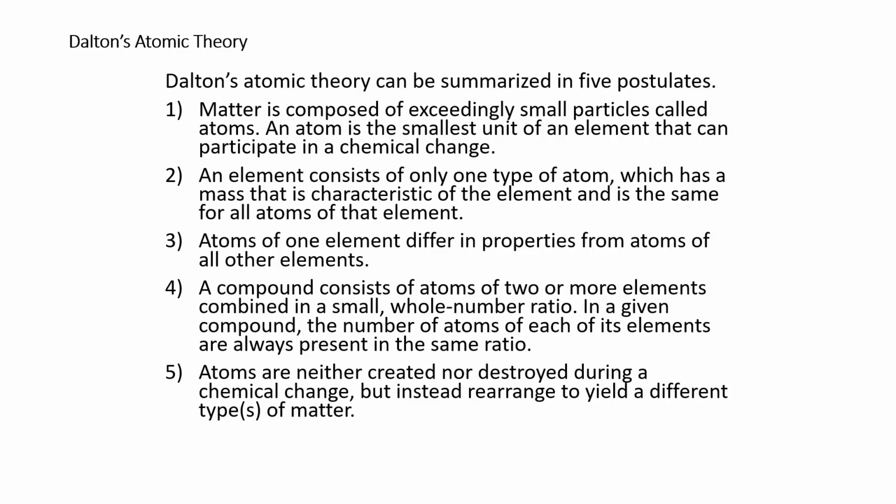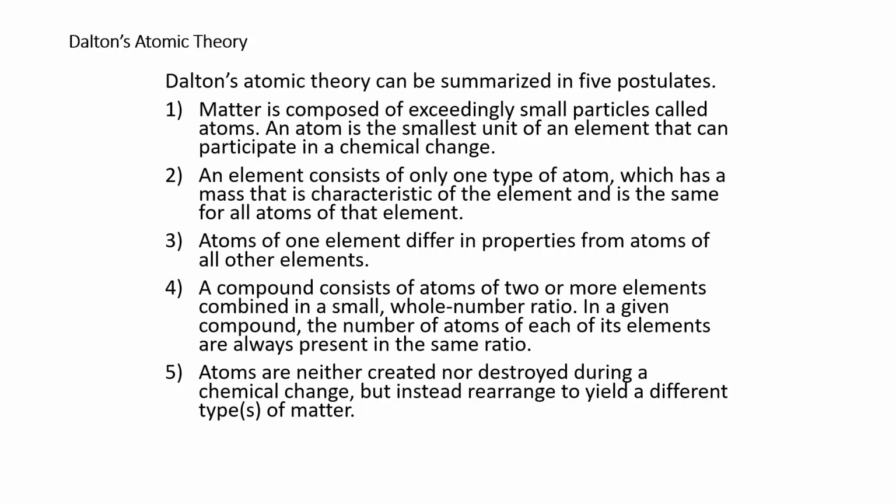As the course gets going and as we talk about next week's topics and eventually get into chemical reactions, you'll see exactly what we're talking about and that will make complete sense. An element consists of only one type of atom, which has a mass that is characteristic of the element and is the same for all atoms of that element. In this lecture, we're going to talk about the mass of an atom and where the mass comes from.